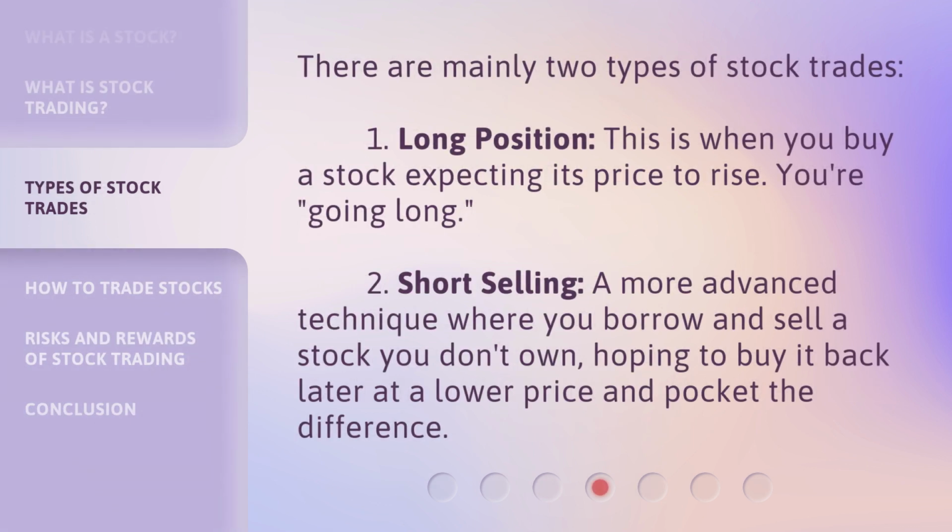There are mainly two types of stock trades. 1. Long position. This is when you buy a stock expecting its price to rise. You're going long. 2. Short selling. A more advanced technique where you borrow and sell a stock you don't own, hoping to buy it back later at a lower price and pocket the difference.